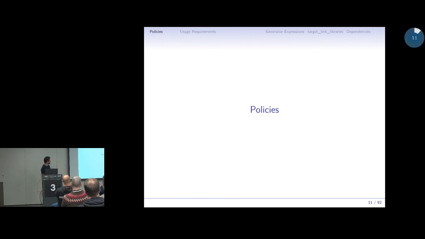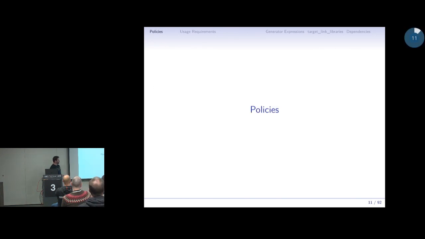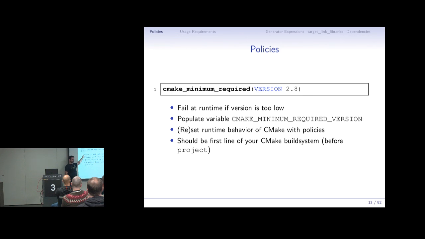And this is not a bad start. But let's look closer at line number 1, because it's often overlooked and people don't really know what it means, I think. So let's talk about policies. When we have a CMake minimum required line, it specifies a version, and that has a couple of meanings. That'll cause your CMake executable to fail at runtime if your version is lower than version 2.8. It'll also populate a variable, so you can test in your CMake code what the minimum required version is. You might want to do that if you're going to guard the use of newer features if they're available, for example. It also resets runtime behavior of CMake with policies. And this is what I want to talk about, essentially.